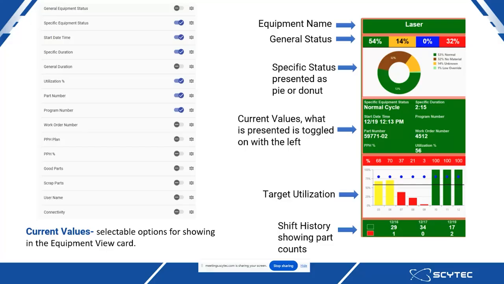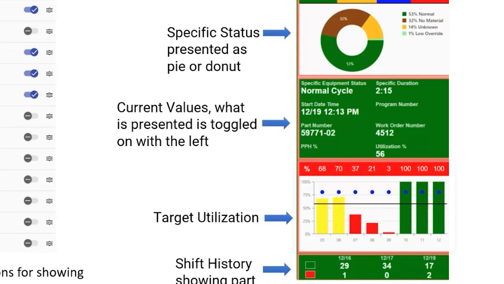Underneath that, we have the target utilization, and you can see a bunch of blue dots there. The blue dots are meant to be what I would call user-defined utilization rates. You also see 3 different colors: yellow, red, and green. For yellow, say you have your equipment utilization rate set at 75%, meaning that you want your machines running about 75% of the time. Yellow means you're pretty close to that.